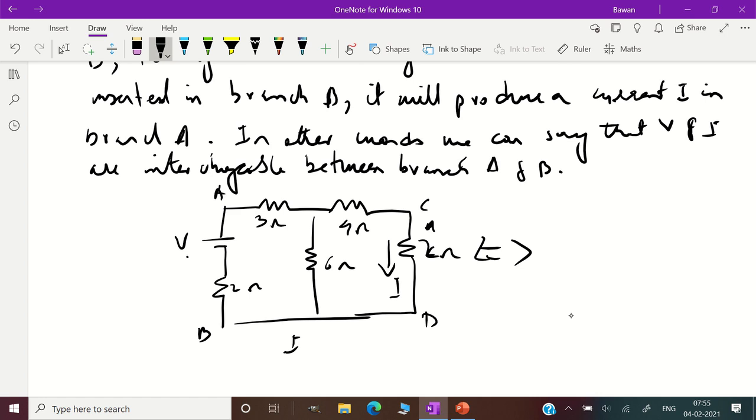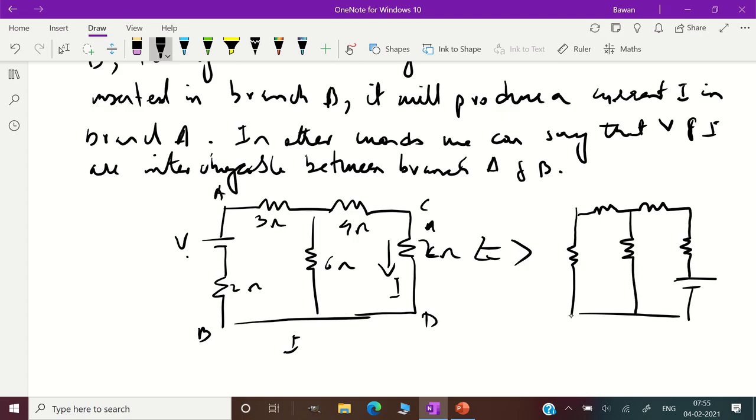So basically if I do that, I can have something like this. It will not change anything. This 24 volts is here now, and I is there. Suppose I is equal to 5 amperes here; you will also get I equal to 5 amperes over there. So that is the reciprocity theorem.